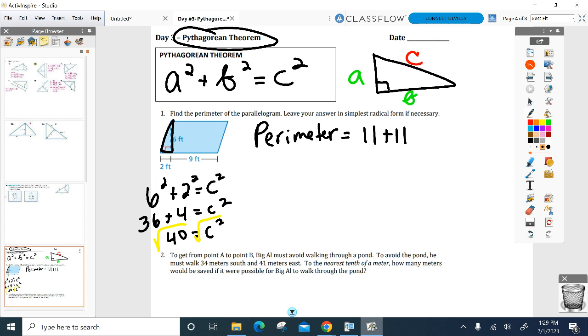Breaking down 40. 10 and 4. Okay, keep going. And then it would be 2 outside the radical and 10 under the radical. Thank you. 2 radical 10, which means the other side's 2 radical 10.